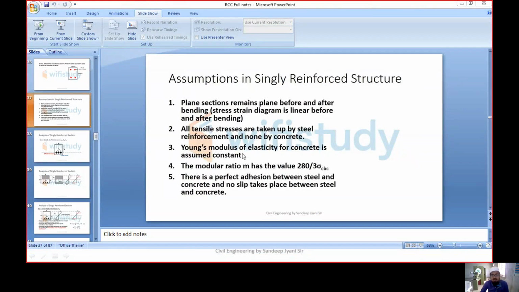Okay, assumptions in singly reinforced structure. Plane section remains plane before and after bending. I have explained in the previous class what is the meaning of plane section remains plane before and after bending. Next, all tensile stresses are taken up by steel reinforcement and none by concrete, because concrete only takes compressive stresses. Young's modulus of elasticity for concrete is assumed as constant, that is 5000 root FCK. Modular ratio has the value of 280 by 3 sigma CBC. There is a perfect adhesion between steel and concrete, and no slip takes place between steel and concrete.